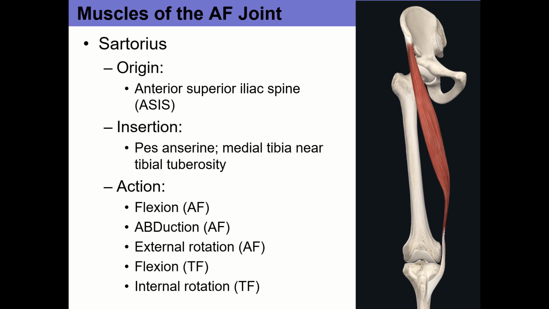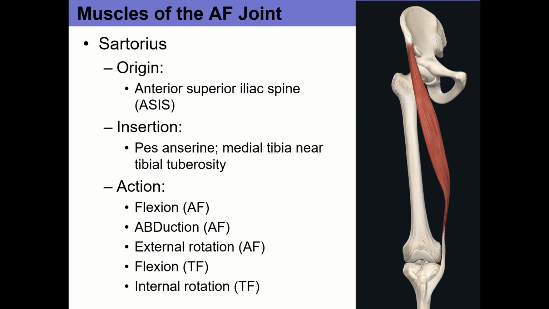All right, moving on. Sartorius. So sartorius originates at the ASIS, the anterior superior iliac spine, runs down to an area of the tibia called the pes anserine. And where is the pes anserine? It is basically medial to the tibial tuberosity. And the tibial tuberosity, again, that's where the quad muscles insert. It's where the patellar tendon inserts. So the tibial tuberosity is a pretty obvious knob in the middle of your shin, where your quads insert. And so just medial to that is the pes anserine.